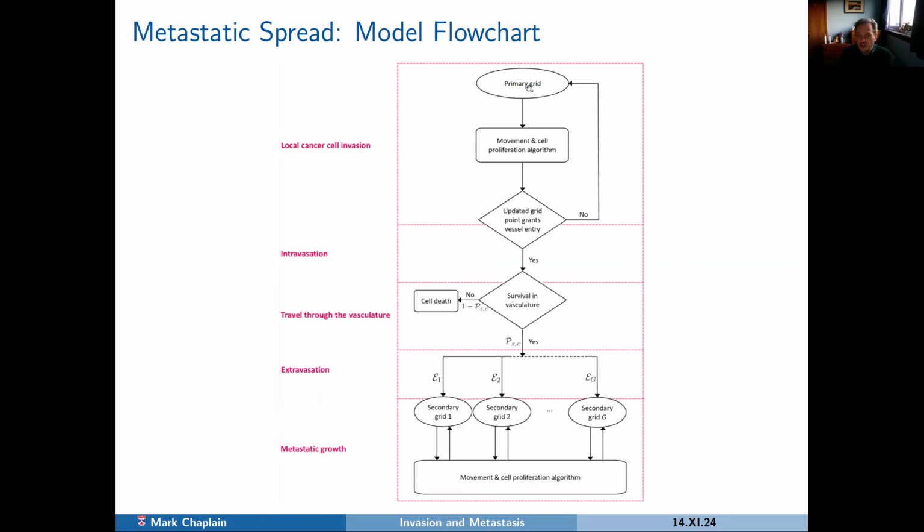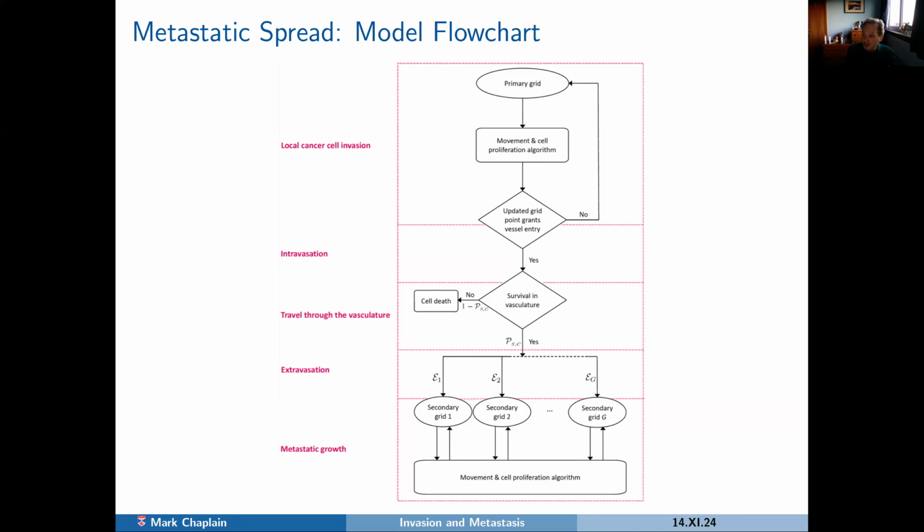And so a flow chart, a schematic of what the individual-based model does, is that we have the primary grid, so that's our breast cancer. We allow the epithelial and mesenchymal cells to invade via the discretized PDE system that we have, through degradation of the matrix and proliferation. And then once an invading cell encounters a blood vessel, we ask, can intravasation occur? And that's a simple probability. So if intravasation occurs, then we put the cells in the virtual blood system, so to speak.